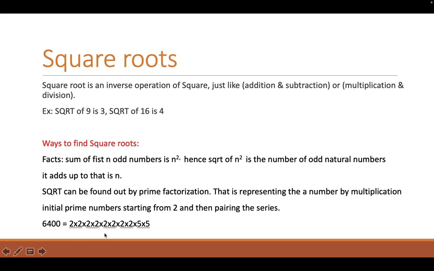Now, to find the square root you need to pair them up and then you will get the result. Two 2's are considered as one 2. Here one 2, here one 2, here one 2, and here one 5. So there are four 2's and one 5. Four 2's multiplied give you 16, and with the 5 that means 80. So 80 squared is 6400. That's the prime factorization way.